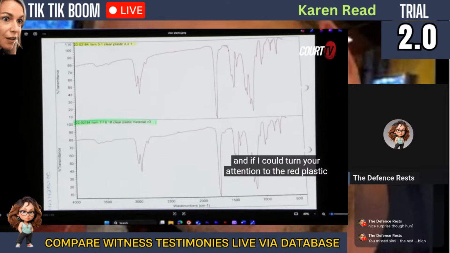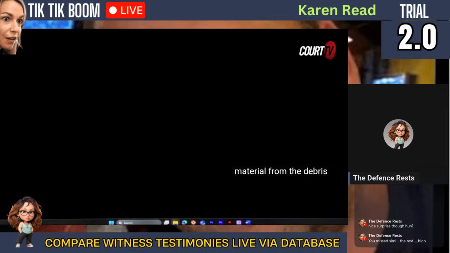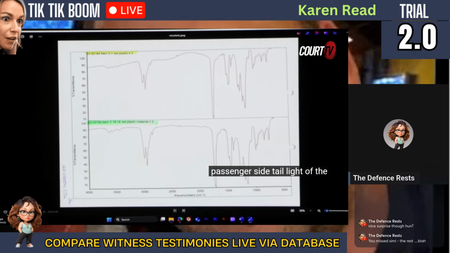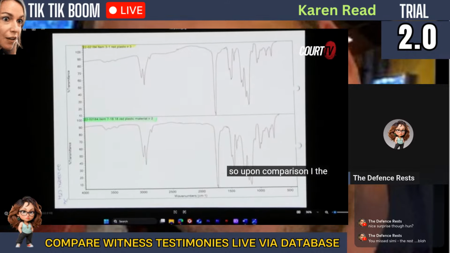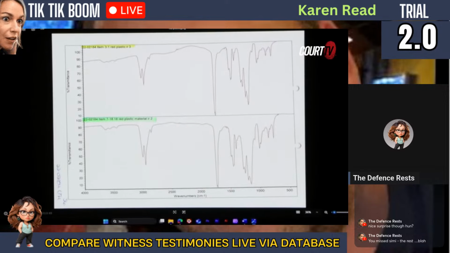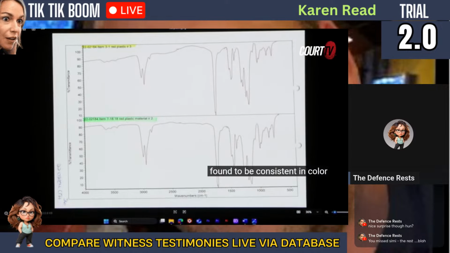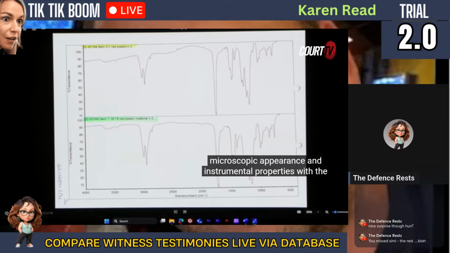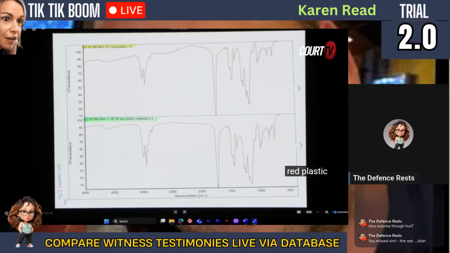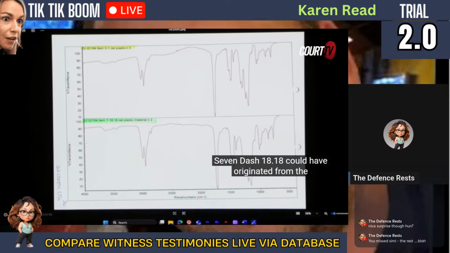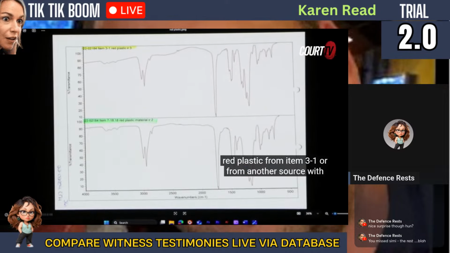And if I could turn your attention to the red plastic material from the debris from Mr. O'Keefe's clothing and the red plastic from the passenger side taillight of the defendant's vehicle, what did you conclude in your analysis there? So upon comparison, the red plastic from 7-18.18 was found to be consistent in color, microscopic appearance, and instrumental properties with the red plastic from item 3-1. So accordingly, the red plastic from 7-18.18 could have originated from the red plastic from item 3-1 or from another source with the same characteristics.